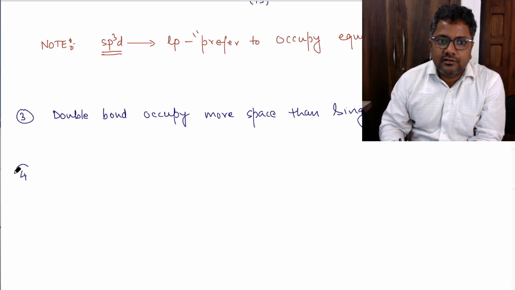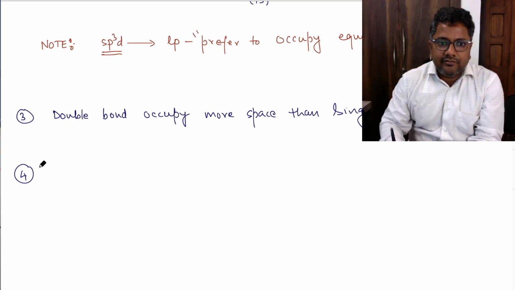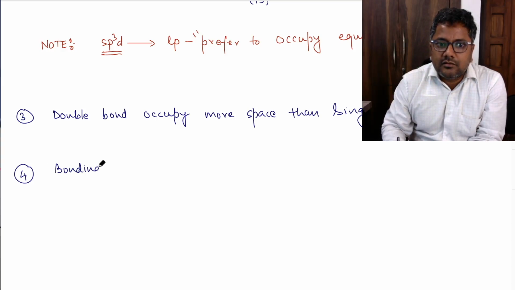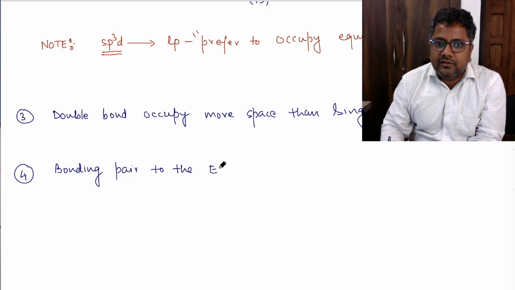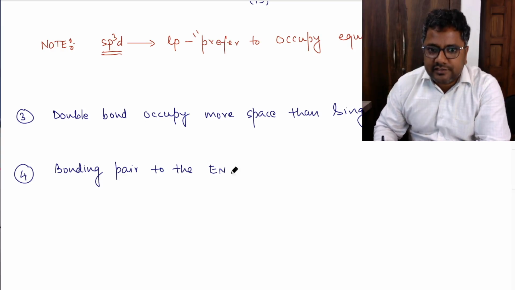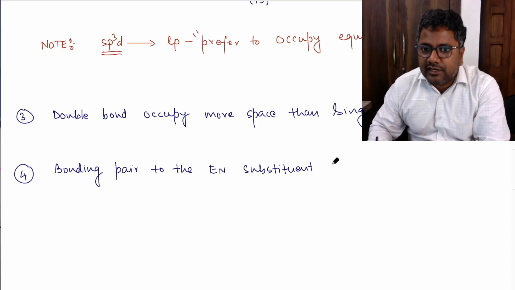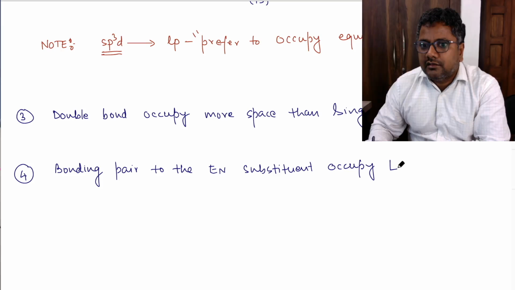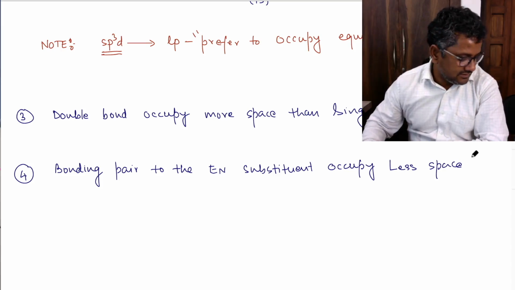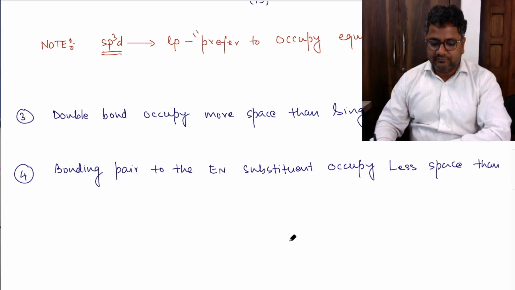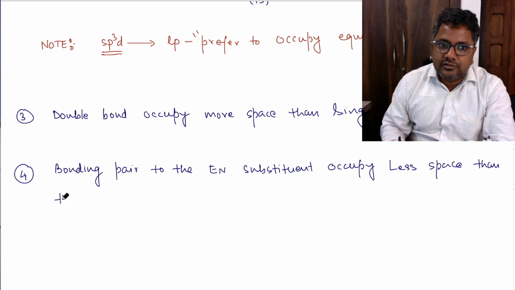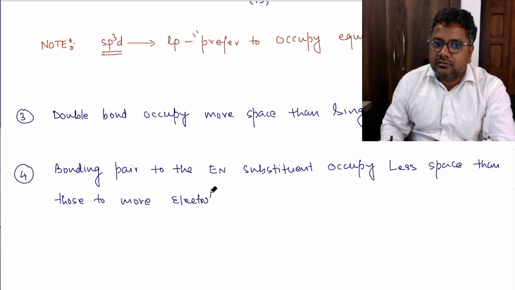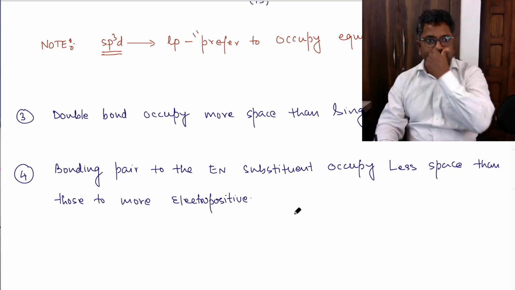One more point: the bonding pair to the electronegative substituent occupies less space than those to more electropositive substituents. Clear?